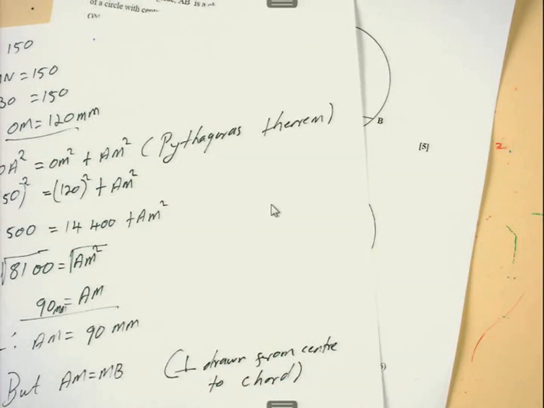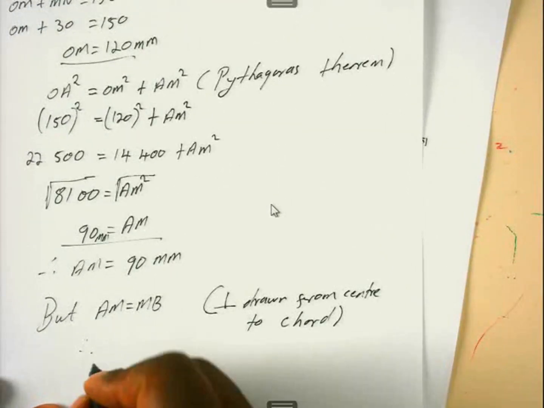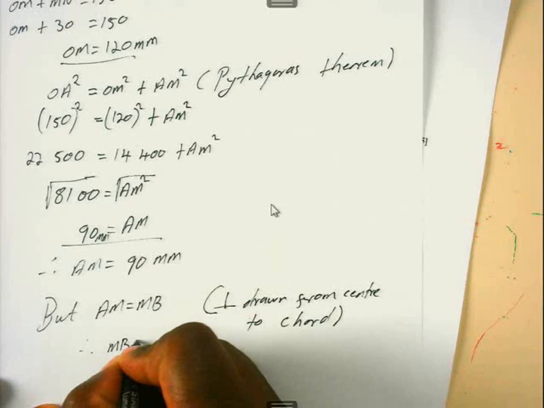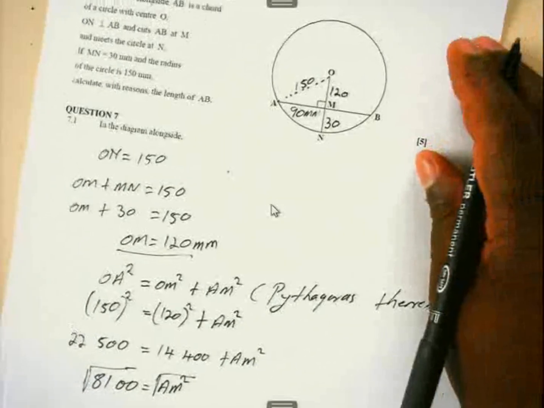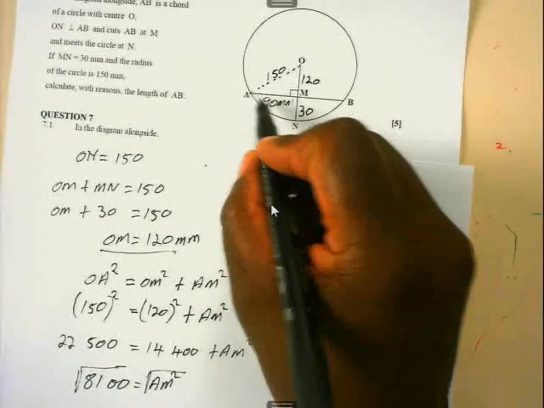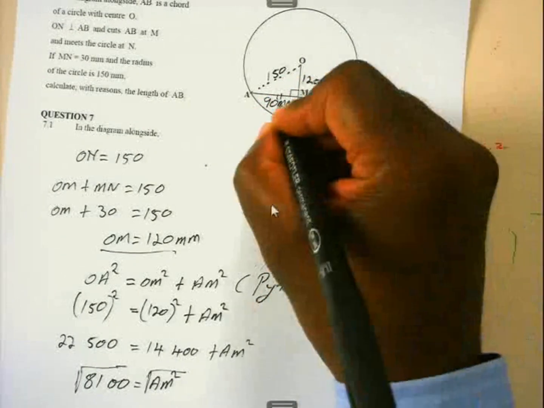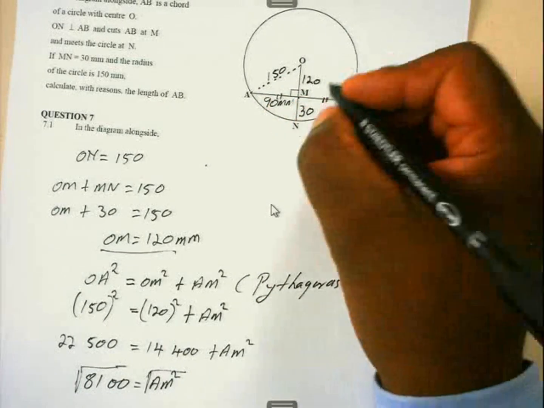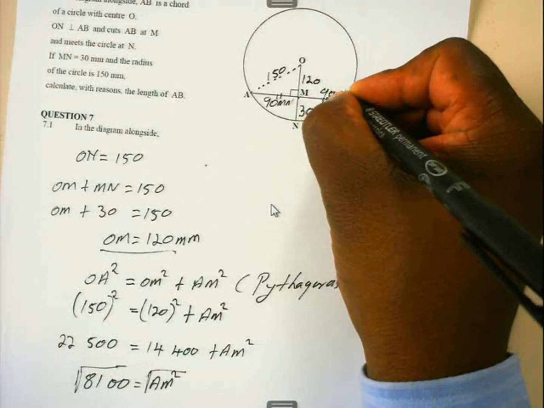What does that mean? It therefore means MB is also equal to 90 millimeters. Here, let me go to the diagram. I mark it. Remember, AM is equal to MB. This side is equal to that one. If AM is 90 millimeters, it means MB is also equal to 90 millimeters.